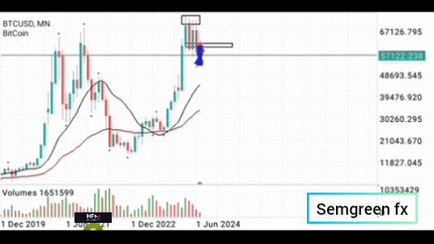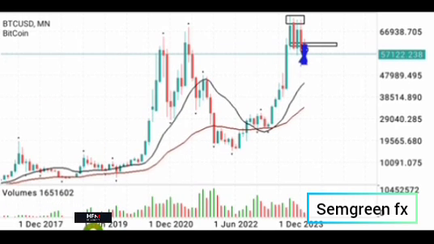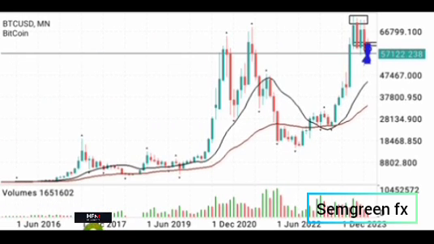So welcome. Now let's dive into the analysis. First of all, in a monthly time frame, you can really see that this is an uptrend. Price is making its way to the upside.